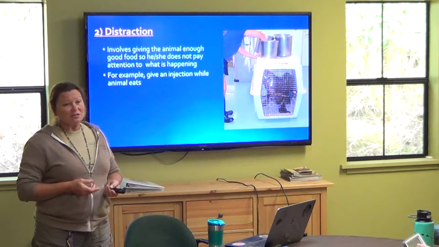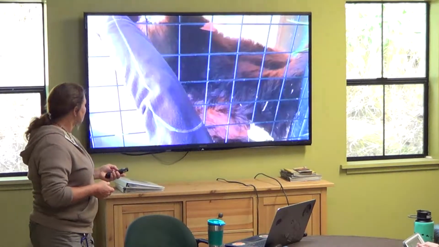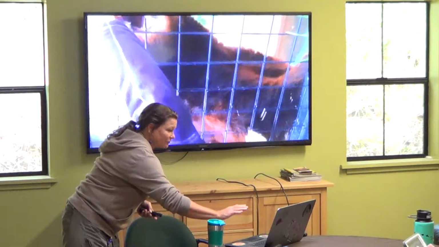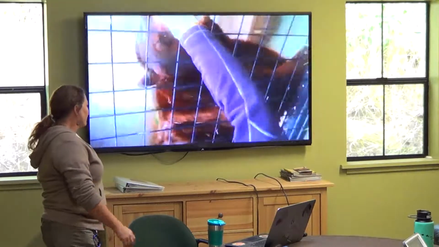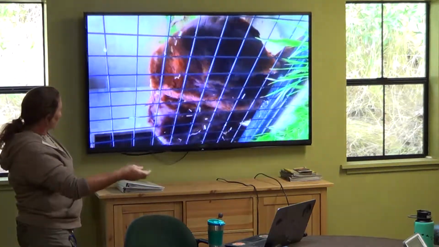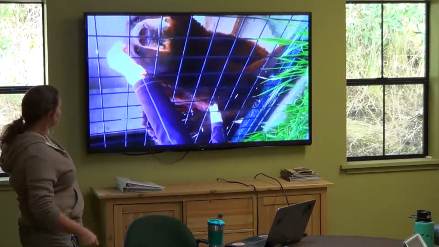A lot of people will do this with injections. So you're feeding the animal. This is sideways, but when I practiced, it flipped around. Okay, well anyway, she's feeding the bear and working on doing some injection training.